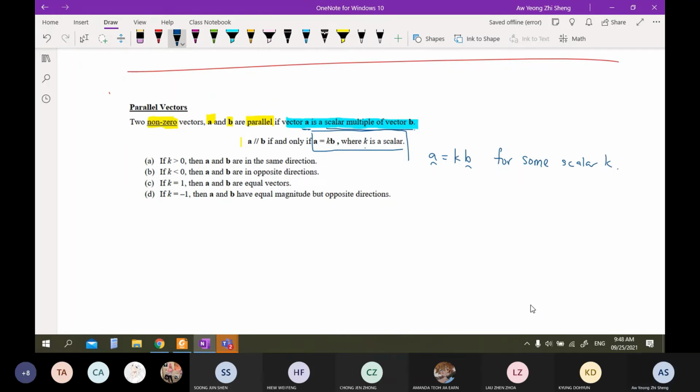Notice that here we didn't mention that K must be positive or negative. In fact, even if K is negative, the two vectors are still parallel. So the condition that you should memorize is this sentence here. The double slanted line we have seen before means parallel. And so we say A is parallel to B if and only if A is equal to KB for some scalar K.